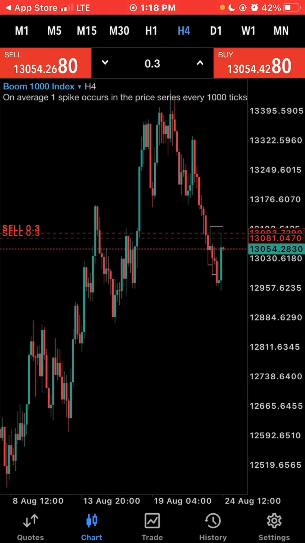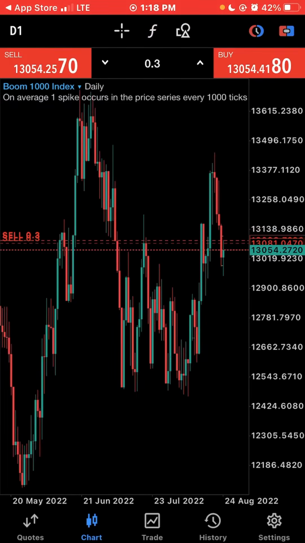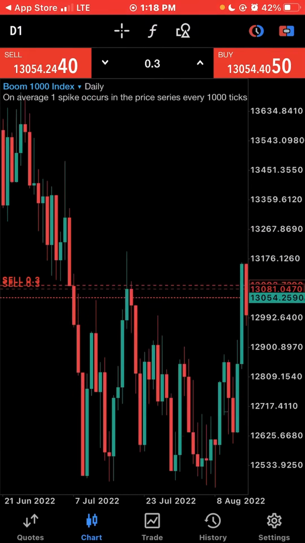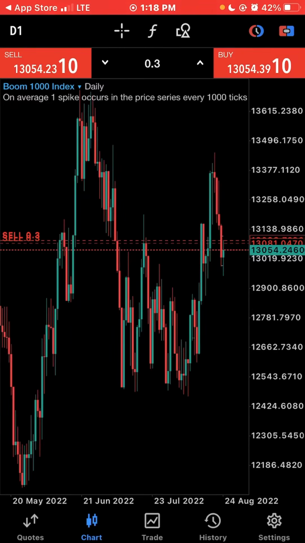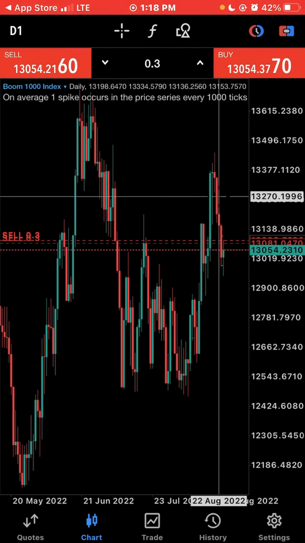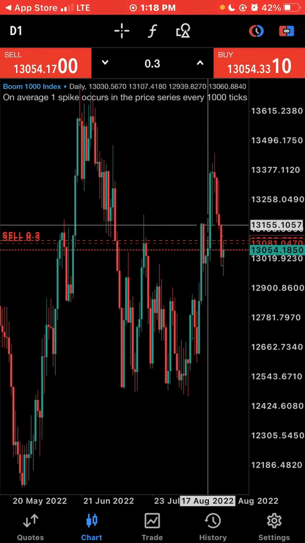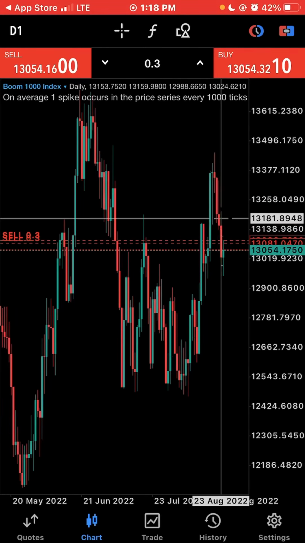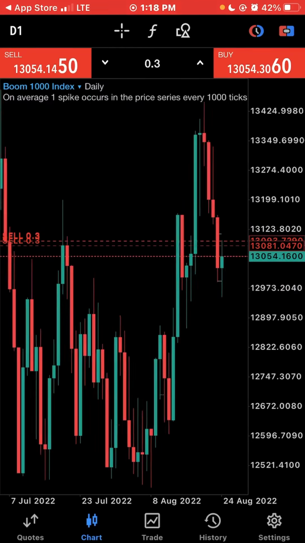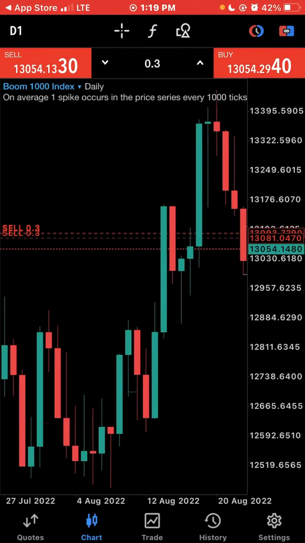Then let's go to the daily time frame. This is the daily time frame. So what has been happening? The market bought, now it's selling. The market's in a sell trend. Look at what happened. Look at this day's candle. Let's go to this day's candle. Let me show you something. Okay, let me zoom in.